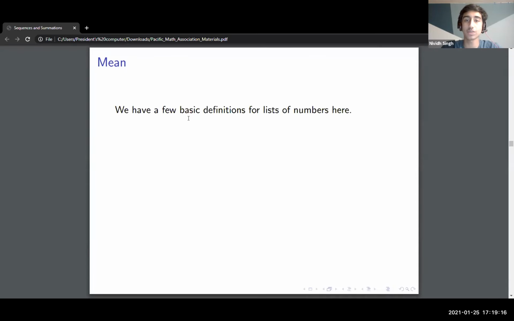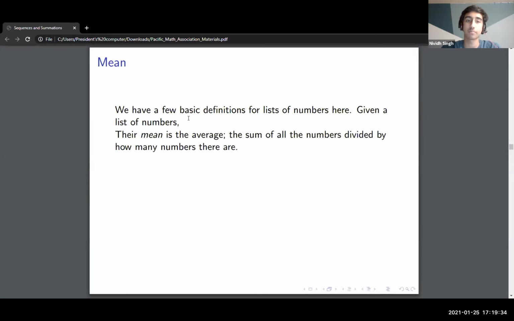So first we're going to go over mean. So when we have a sequence, any type of sequence or set of numbers, this extends into any set of numbers that we have. It doesn't have to be an arithmetic or geometric sequence. Now we're just kind of expanding into any set of numbers in any order. Then one thing we look at is the mean. So given a list of numbers, the mean is the average. So we take the sum of all the numbers and divide by how many numbers there are.